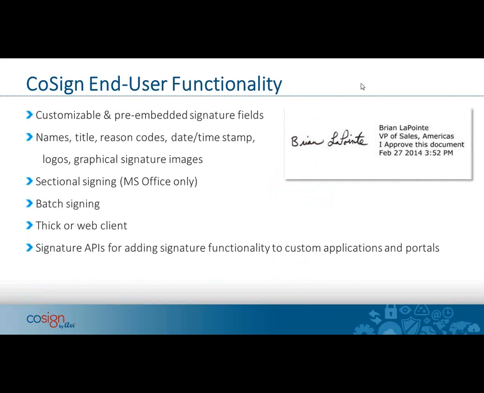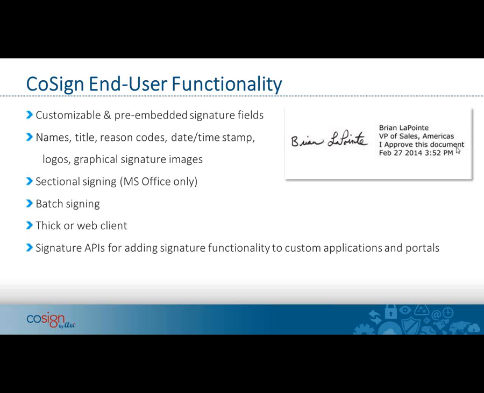Moreover, once we get into doing some signing, what is nice about Cosign is it gives you a lot of flexibility on how you want to present your signature on your final signed documents. You can see on the right-hand side of my screen my graphical signature that I've chosen to use here. Next to my graphical signature are some different metadata fields, such as my name typed out, my title. I can present that on a document.